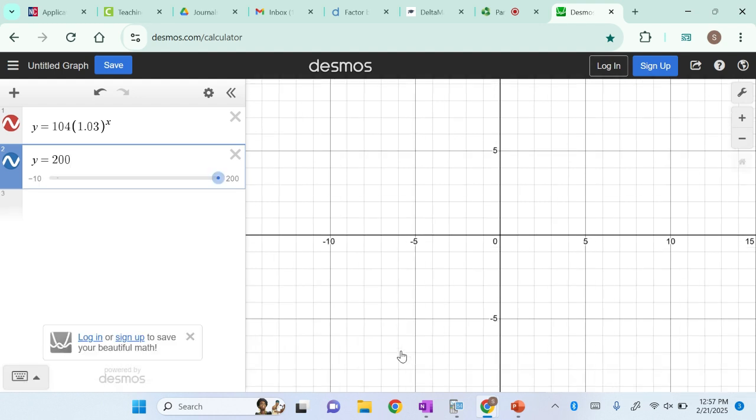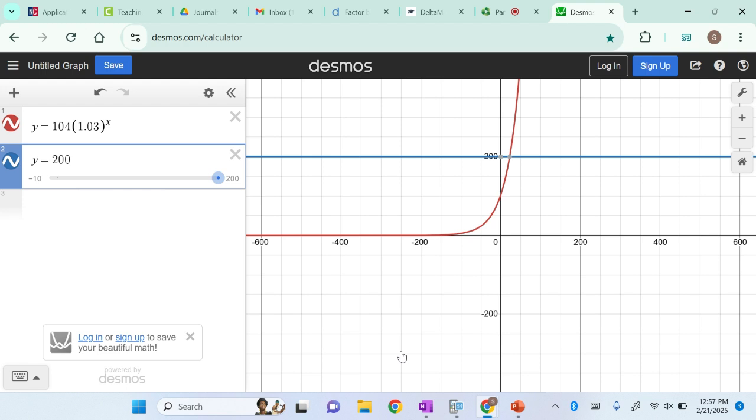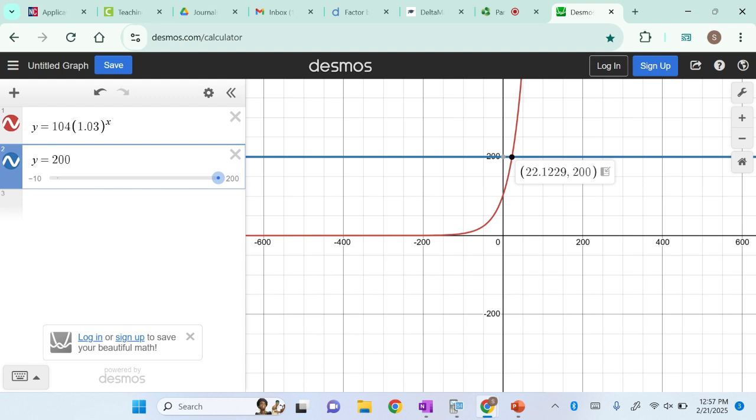Now, guess what? Zoom out a lot until you start seeing the graph. Where do you think my answer is going to be on that graph? The point of intersection. Now, what value of that point do I use as my answer?